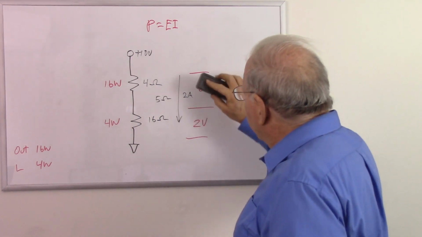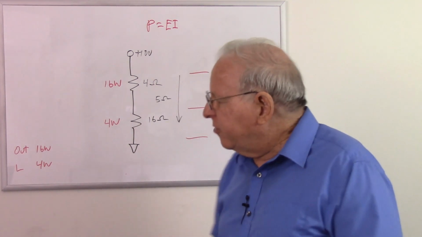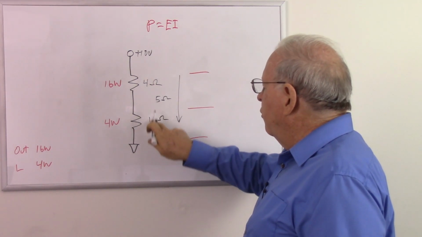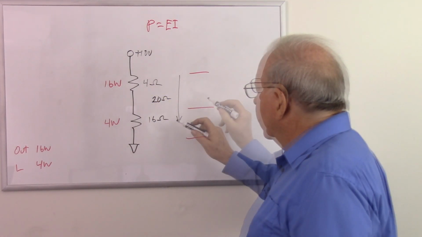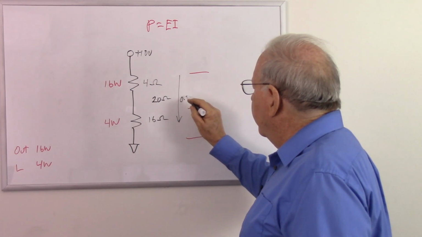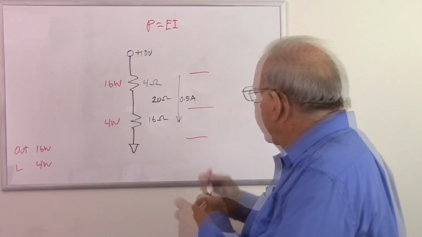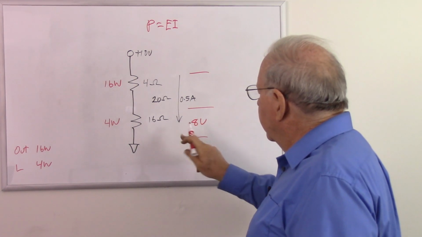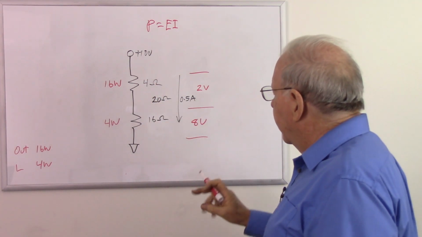What happens to our current and our voltages here? Okay, at 16 ohms, we have 16 ohms and 4 ohms. That's a total of 20 ohms. So 20 ohms goes into 10 volts, which is going to give us 0.5 amps. So we're going to end up with 8 volts across our load and 2 volts across the amplifier.